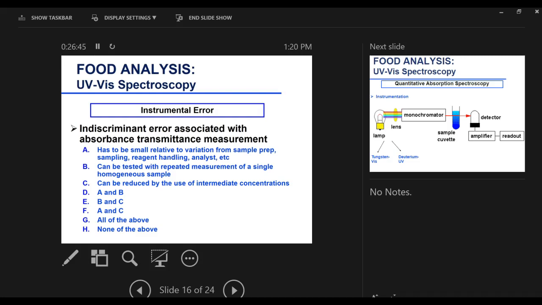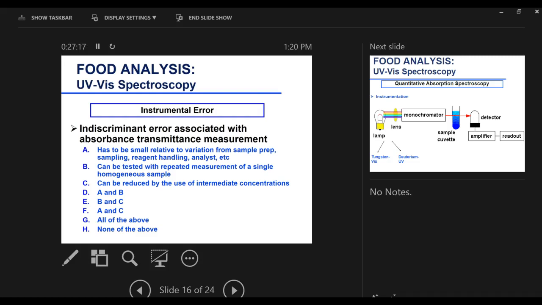A. So wait, let me read the others. Has to be small relative to variation from sample prep, sampling, reagent handling. So your noise should not be similar to your signal from your sample. If that's the case, then your sample is too dilute. So we will have to go back and concentrate the sample so there is a really good difference between the instrument noise and your sample signal.